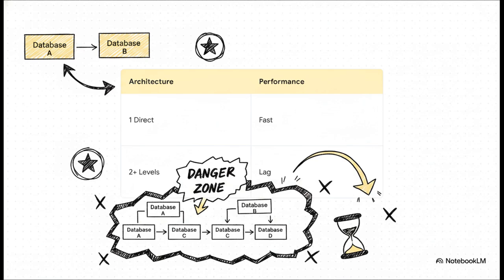Check this out. One direct relation between database A and database B. That's your safe zone. Fast, efficient, no problem. But the very second you start pulling data from 2, 3, or even 4 levels deep, say database A relates to B, which relates to C, which relates to D, you are officially in the danger zone. Stacking these relational hops is exactly what bricks your workspace. You absolutely must keep your data hierarchy as flat as possible.